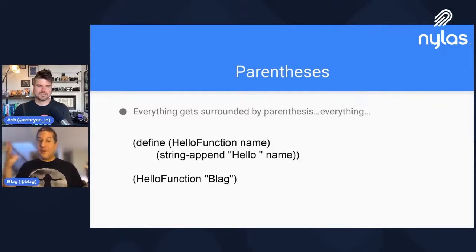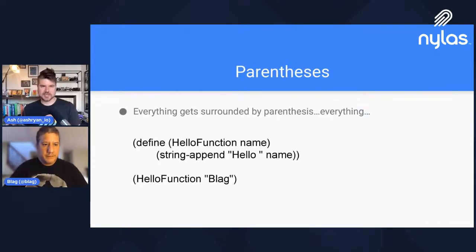But then when we want to call that function, it's also surrounded by parentheses. So we have open parentheses, hello function, which is the name of the function, and then Blag, which is going to be the parameter, and then we close the parentheses. And I suppose for this, the white space is meaningful. No, not really.